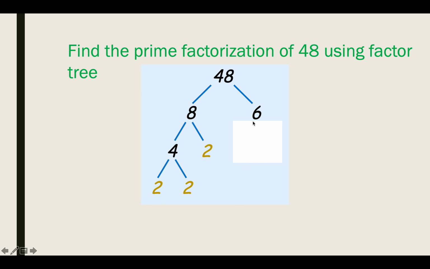We need to split 6 as the product of prime numbers, which is 2 times 3. So here 2 and 3 are prime numbers, so we are done. Now we got 2, 2, 2, 2, 3. All of them are prime numbers, which means we are done with the process. So the prime factorization of 48 is 2 times 2 times 2 times 2 times 3, which is 2 to the power 4 times 3.